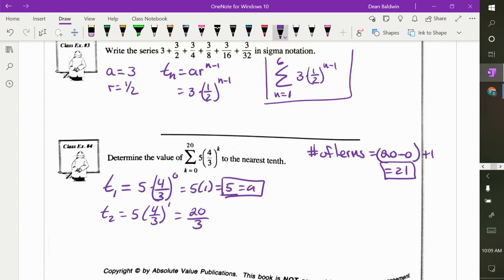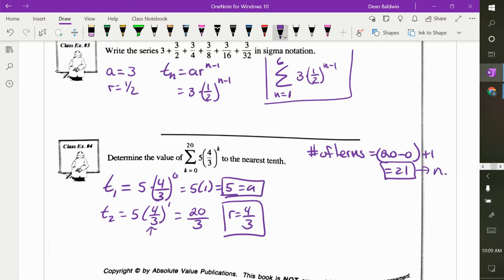All right. So what's our R value? It's 4 over 3. That's what you're multiplying by. Okay? So our R value is 4/3. All right. If I want to sum this series, I need to know the number of terms, which we just figured out. So that's our N.